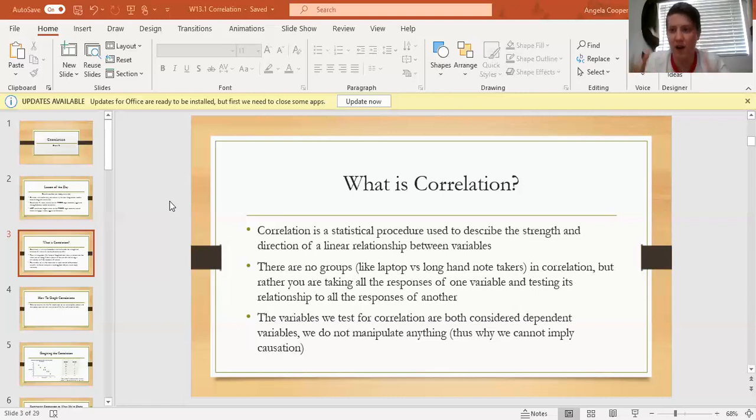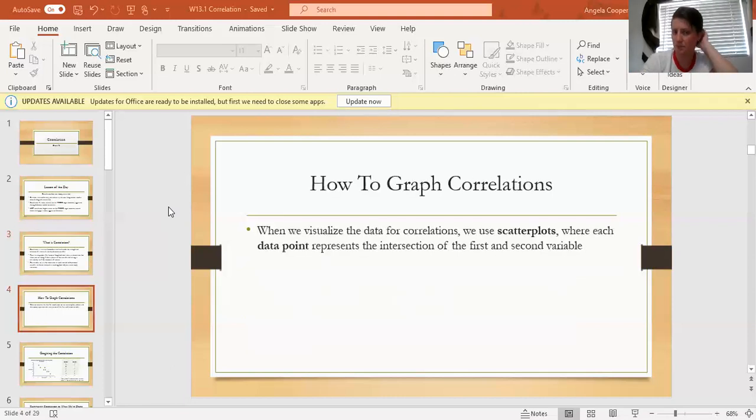We're not saying you're going to have a laptop, you're going to have pen and paper to take notes. It's just we provide some sort of questionnaire or survey or what have you, and we're looking at their responses, but we're not manipulating anything to have them respond a certain way, or expecting there to be some change. So we use scatter plots to graph correlation so we can visualize it. Each data point represents the intersection of the first and second variable.